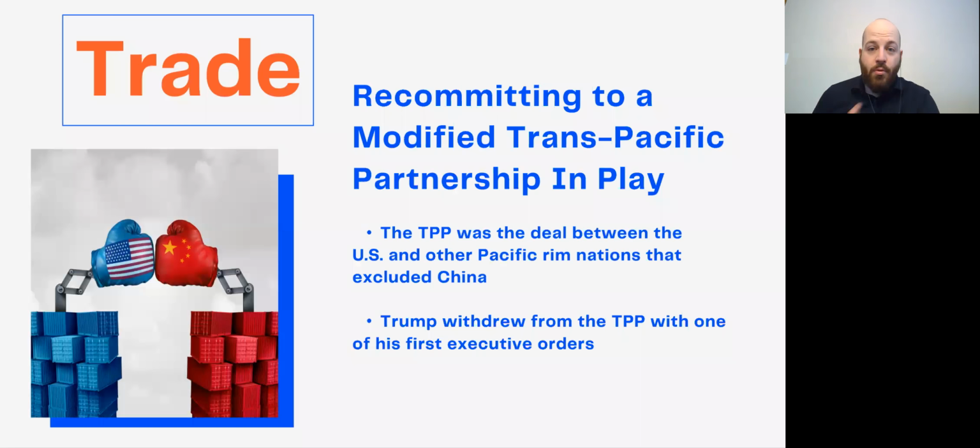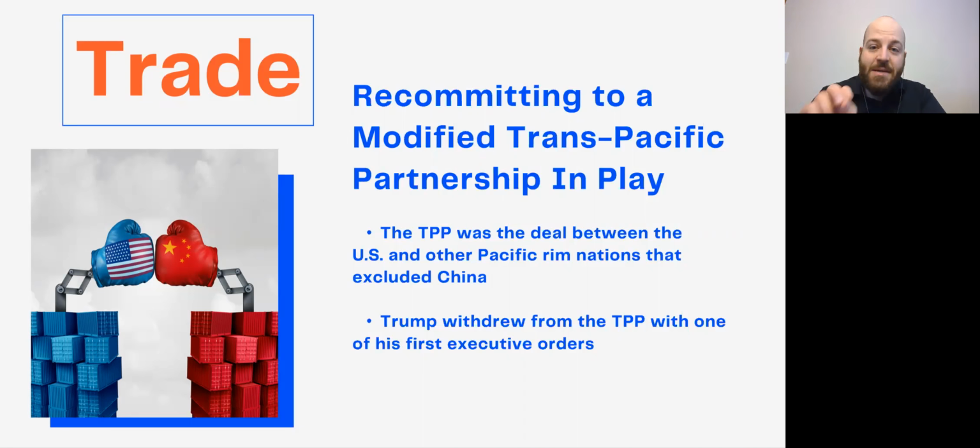Trade. I briefly touched on trade via that executive order, but one of the things we look for here is a potential... Biden has talked about the possibility of recommitting to a modified Trans-Pacific Partnership free trade agreement with tougher labor and environmental provisions. Okay, let's break that down. What is the Trans-Pacific Partnership, or so-called TPP? This was something that the Obama administration had started working towards, and the Trump administration had decided that was not the direction they wanted to go.